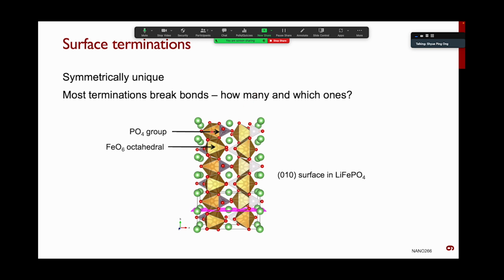Okay, so for instance, cutting the PO4 group is usually very energetically unfavorable. Okay, the P-O bond is very, very strong. So any termination that cuts across these PO4 groups is typically not going to be low in energy. So you would try to look for terminations that do not cut the PO4 groups. Okay.